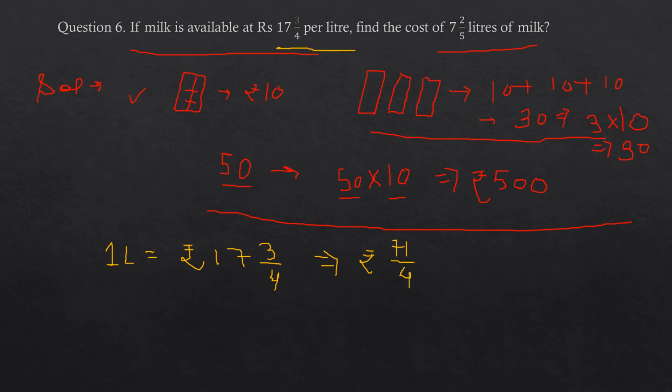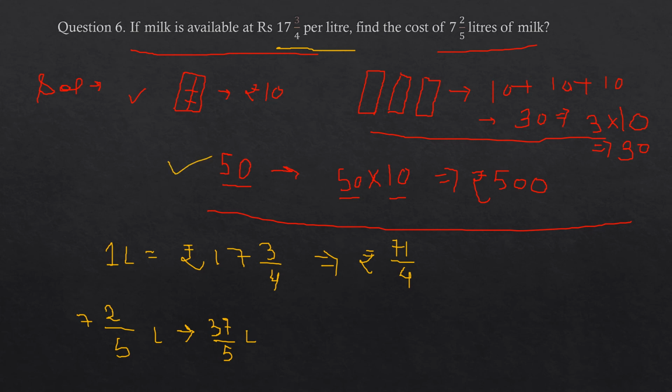So this is the cost of 1 liter of milk, and you have to take out the cost of 7 whole 2 by 5 liters of milk. Okay, let's convert this also into an improper fraction, and this will be equal to 37 by 5. Means you have to take out the cost for 37 by 5 liters of milk.